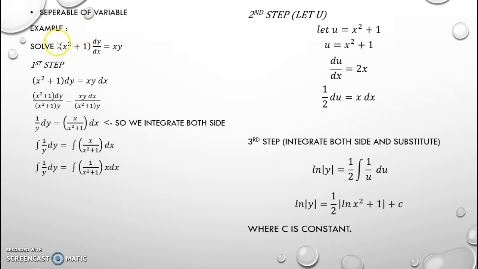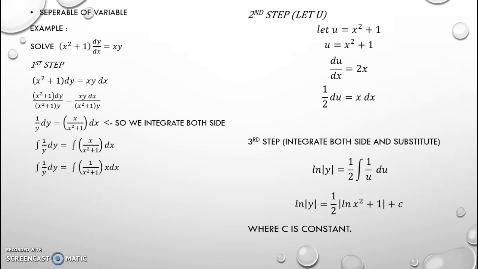we show this example. Solve (x squared plus 1) dy over dx equal to xy. Okay, the first step, we have to eliminate x squared plus 1. We will move the x from the left side to the right side. Okay, then we will eliminate x squared plus 1 in the bracket and y on the left side and y on the right side.